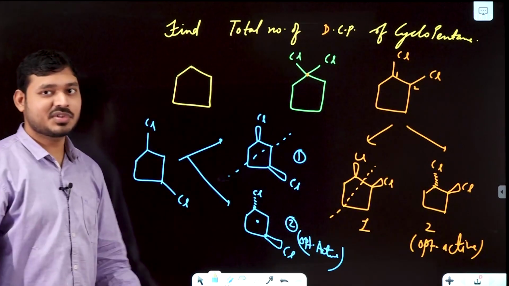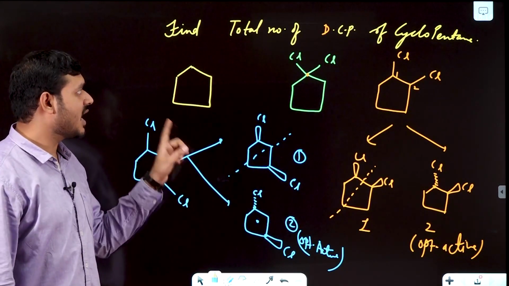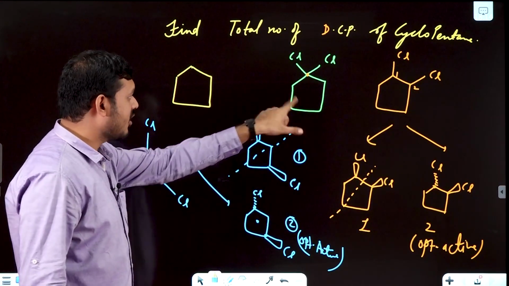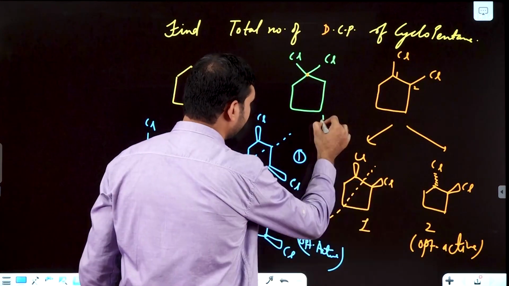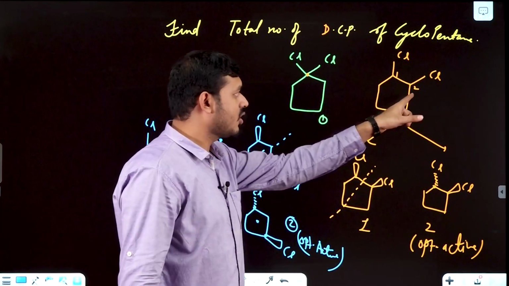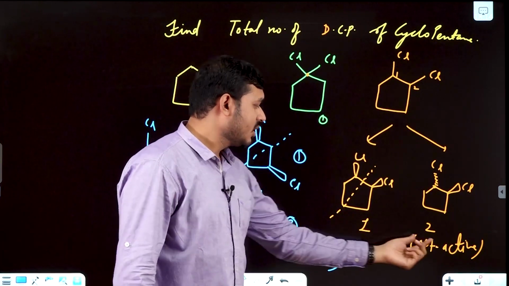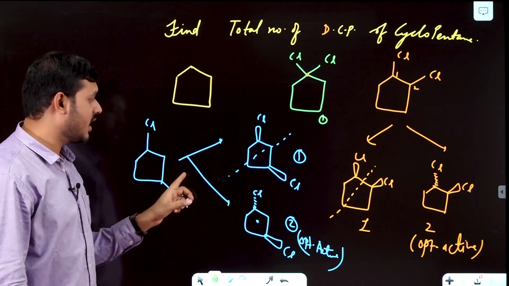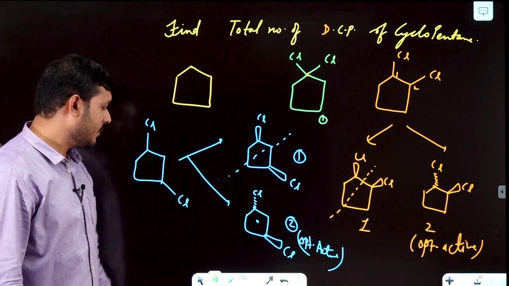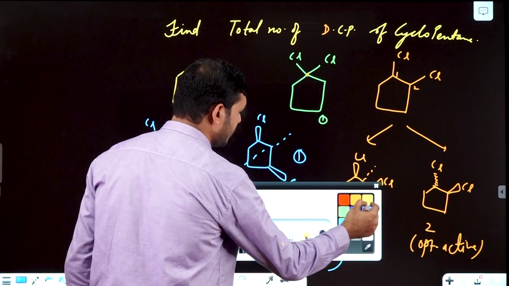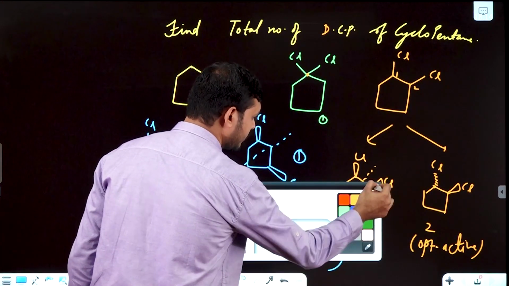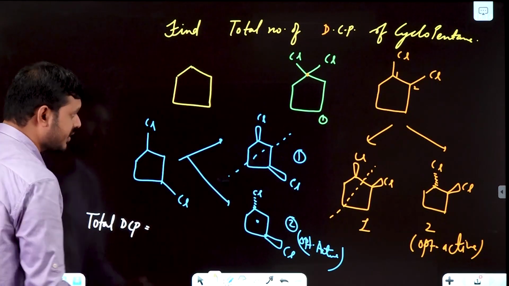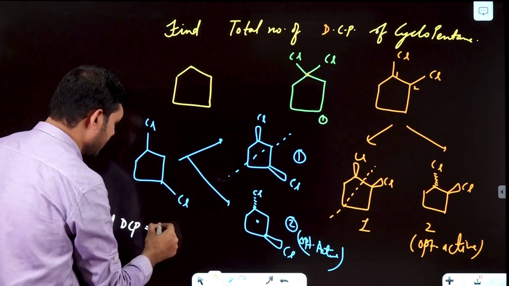So students, let's count how many total dichloro products of cyclopentane you can obtain. From 1,1-dichlorocyclopentane, there is one possibility. From 1,2-dichlorocyclopentane, you are getting 3, 2 optically active and 1 inactive. And from 1,3-dichlorocyclopentane, you are getting 3, 1 inactive and 2 active. So total DCP equals 1 plus 3 plus 3, 7.